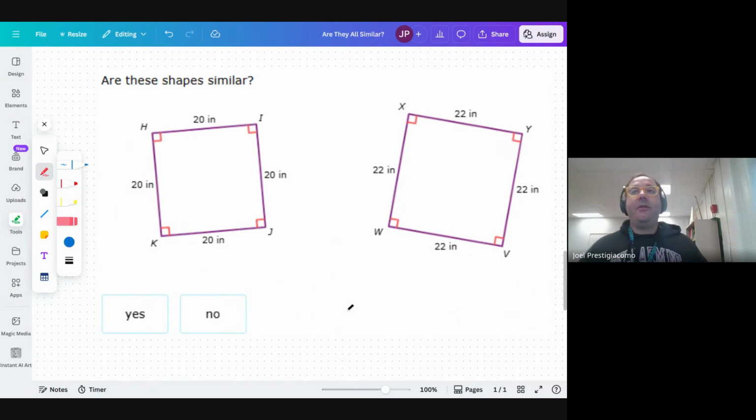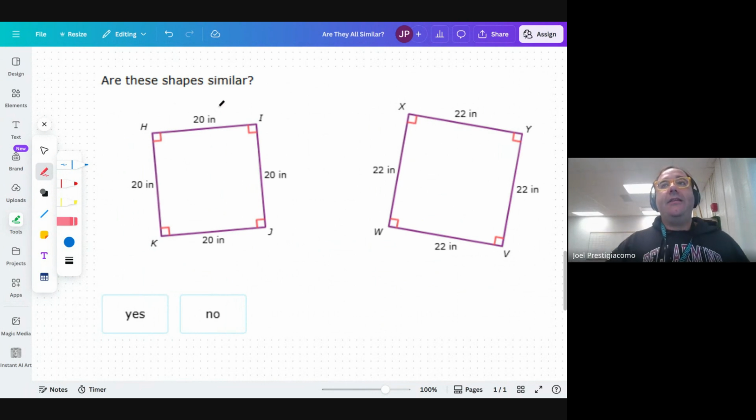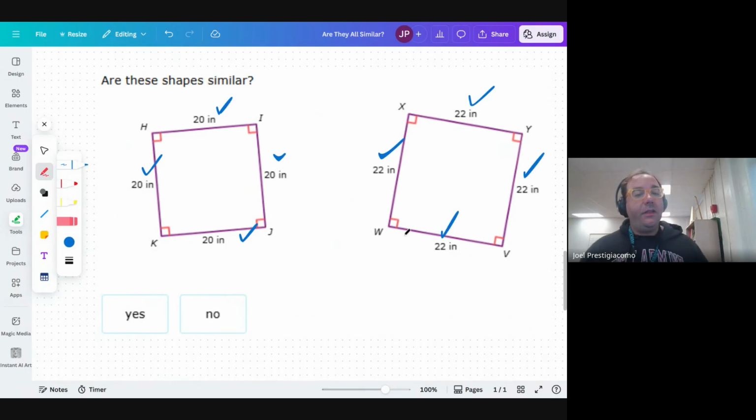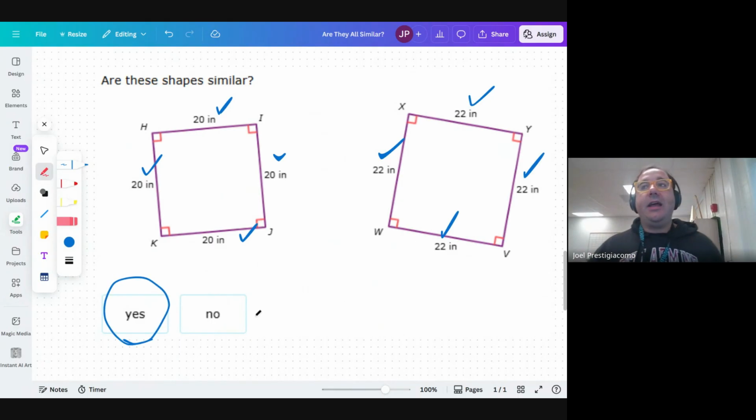Okay, so what about these shapes, right? When I look here at these shapes, I see we have all right angles in both shapes. That's great, right? So then we move along to the side lengths. I see this is a square, right? So we see 20, 20, 20, and 20. On the other side, I see 22, 22, 22, and 22, right? These are both squares. All squares are going to be similar to each other. This is a yes, right?